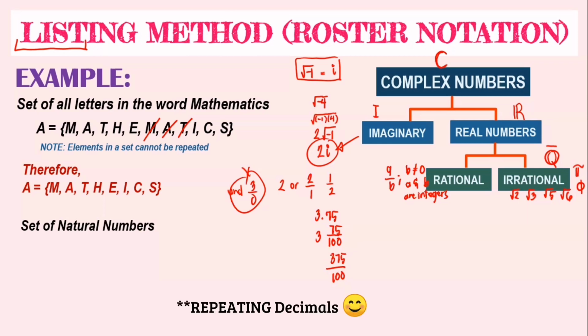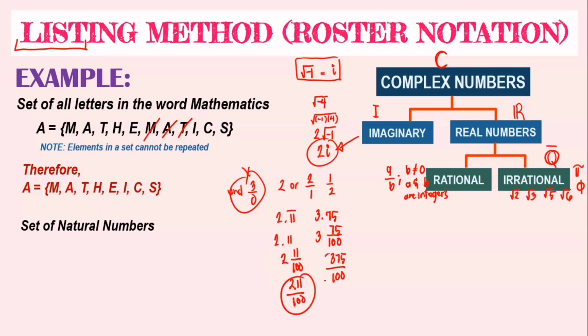Mga repeating decimal, like for example, 2.11. Okay? Pwede natin tong gawing fraction using algebraic method, of course. We have 2.11, so 0.11 ones, tens, hundreds. So magiging ano yan? 11 over 100. Or 100 times 2, we have 200. 200 plus 11 is 211 over 100. So pwede natin silang isulat in that form. Okay, so yun yung mga example ng rational. Terminating, repeating decimals, or mga numbers can be written in the form of A over B.